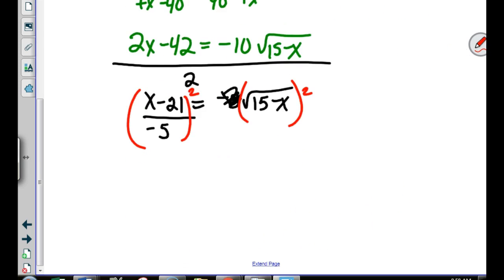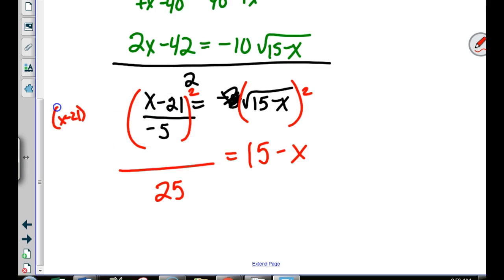Okay. What's the right side become this time? 15 minus x. Okay. The left side, the denominator is 25, which I think we're going to end up multiplying back over to the other side, but square the top. x minus 21 times x minus 21 is x squared minus 21x minus another 21x plus 441. Somebody help me. What's 21 times 21? 441. Okay.